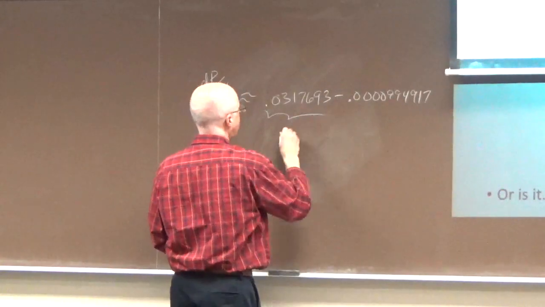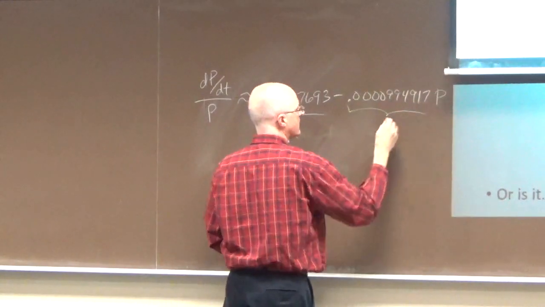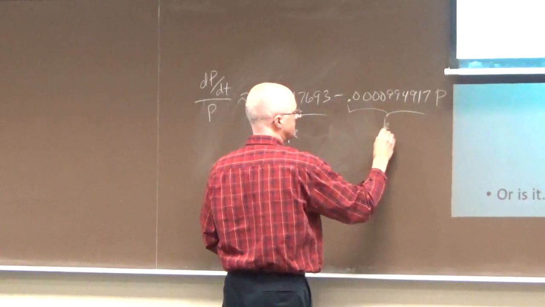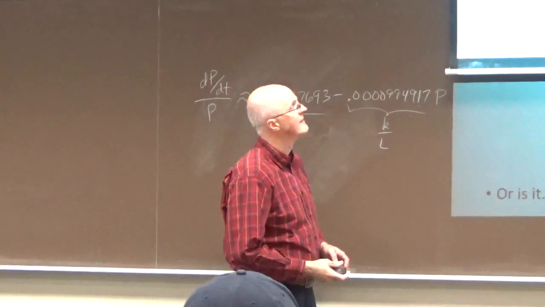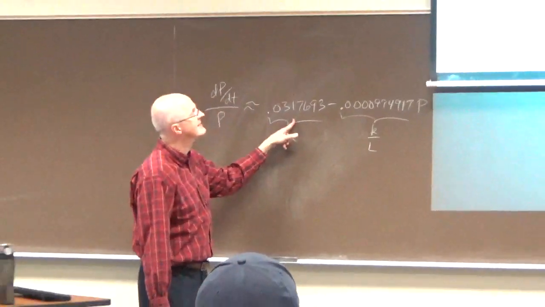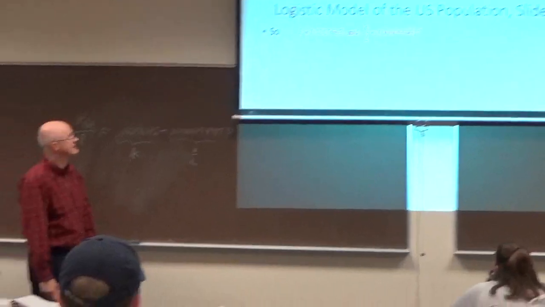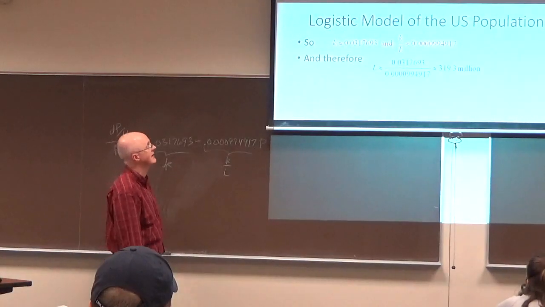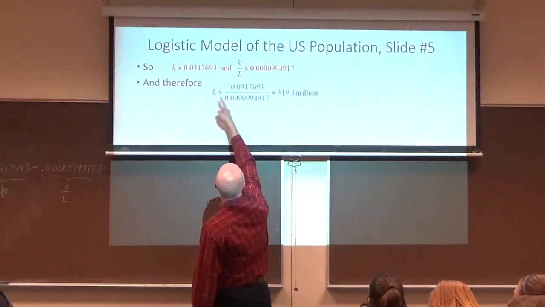This thing is the K, and this number, I forgot my P, the number in front of the P there is the K over L. So, K is about that, K over L is about this, and I can now solve that system of equations for L. L's got to be this number divided by that number.